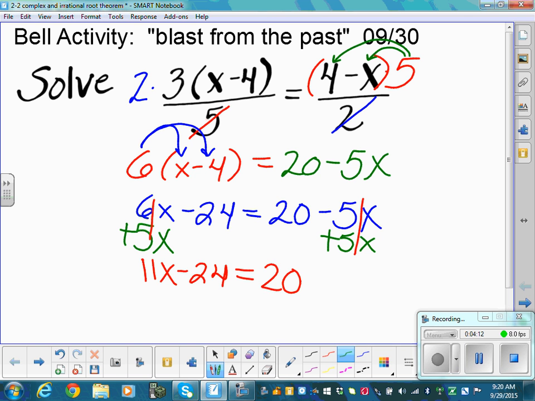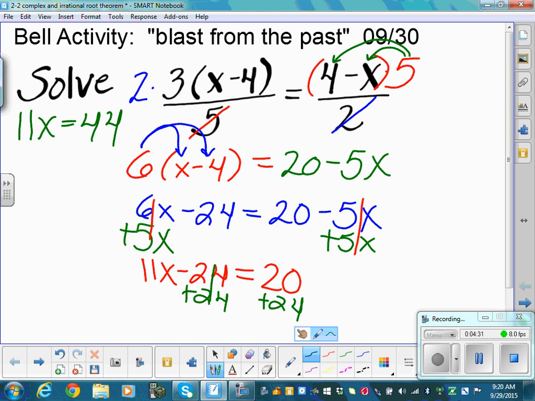Get x alone. So what am I going to do? Add 24 to both sides, since it was subtract 24. On the left, those add up to be 0. We have 11x is equal to, now you'll add these up, 20 plus 24, 44. And my last step to get x alone: divide both sides of the equation by 11. So we get x is equal to 4.